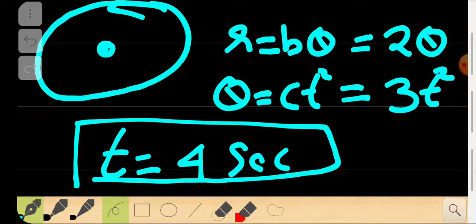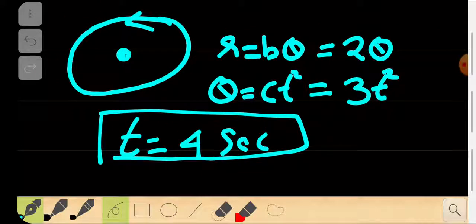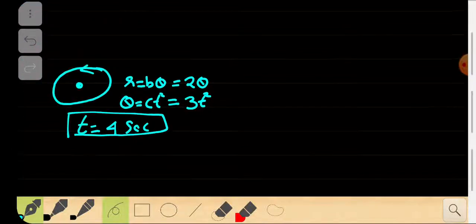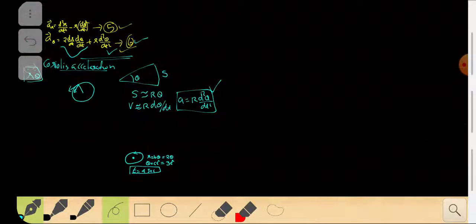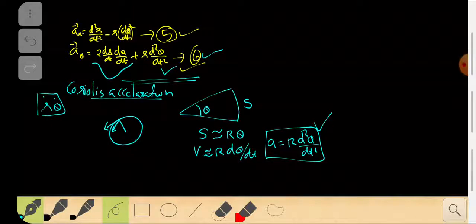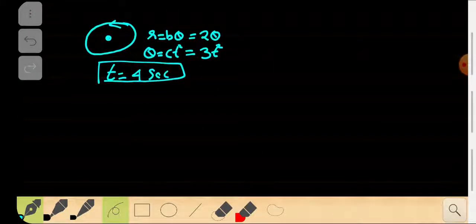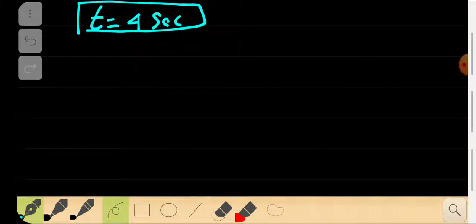We also need to find out the trajectory of this path. How does this path look like? That's the question. Straightforward, I hope it is clear. Very simple question. So from equations 5 and 6, you can write down the acceleration components in two directions, and you can find out the acceleration straightforward.